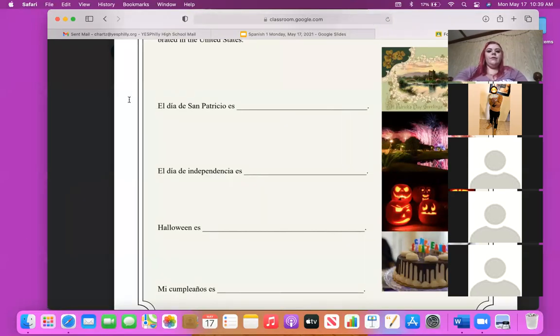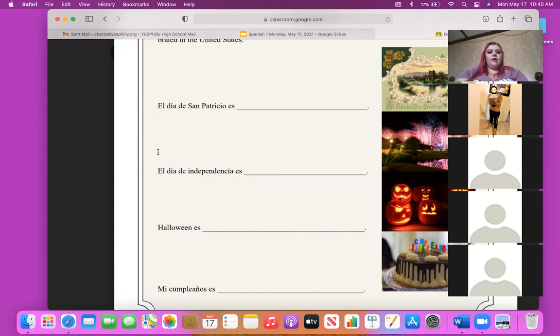Okay. Well, it says El Día de San Patricio es, and then I looked on my calendar and it's March 17th. I think it's March 17th of every year. So it would be El 17 de Marzo. And you can put the year, you can put the day of the week, it doesn't really matter. So you could have just put El 17 de Marzo, and that would have been completely fine.